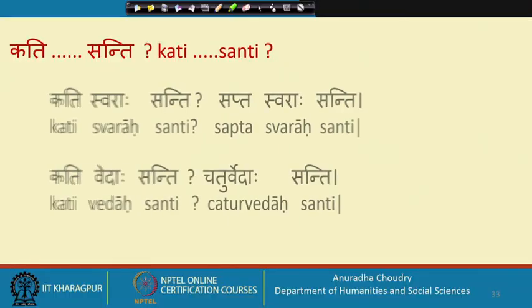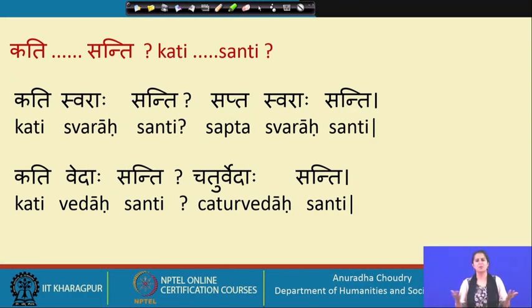Now, let's look at a few sentences. These are things from tradition or general knowledge questions that exist. So, we have kati swaraha, meaning how many notes are there. Swara is the word for the notes when we are talking about music. Kati swaraha santi? Vadatu? Sapta swaraha santi. Uttamam. Similarly, kati vedaha santi? Chatur vedaha santi.